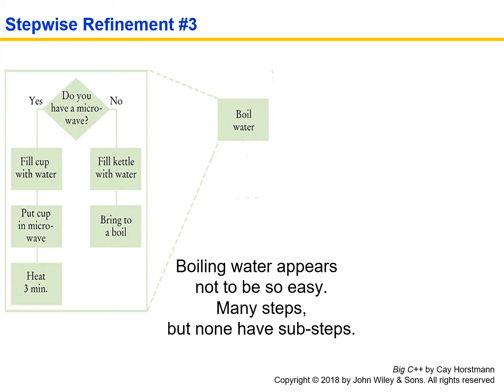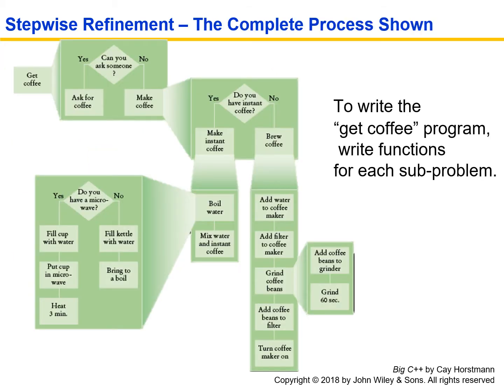Well, we can expand that little box into, do you have a microwave? If you do, you can fill a cup with water, put the cup in the microwave and heat for, say, 3 minutes. If not, you can put a pot on the stove and bring it to a boil. So this shows the entire make coffee problem in a stepwise refinement way.